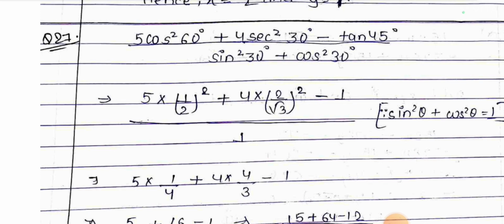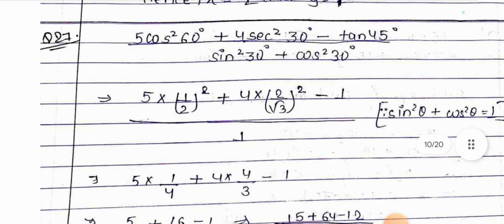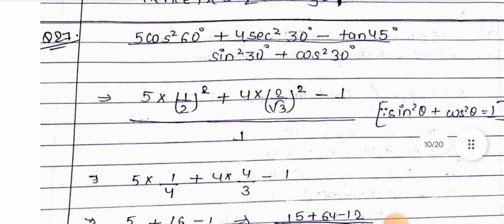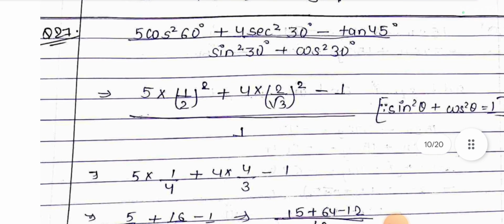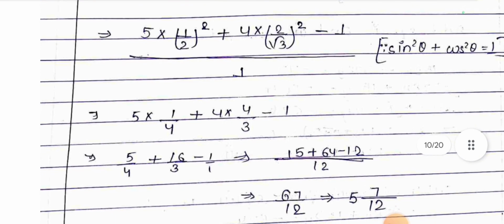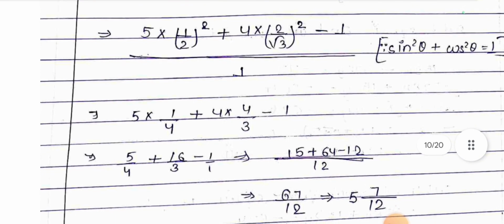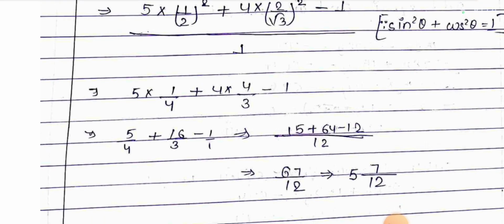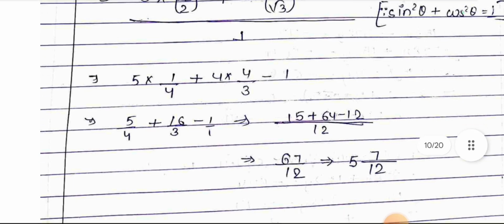Either we can take sin square theta plus cos square theta equal to 1, or you can simplify by taking the value of sin 30 as 1 by 2. By simplifying you can see 5 into 1 by 4 plus 4 into 4 by 3 minus 1. If you simplify it, it will be 67 by 12, which means 5 whole 7 by 12. Either way, you can leave it as 67 by 12.